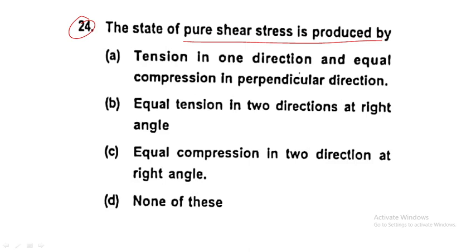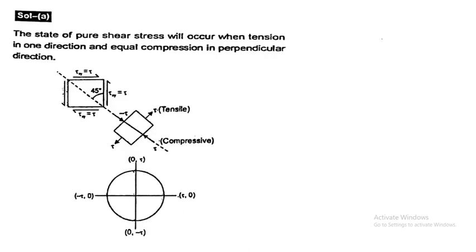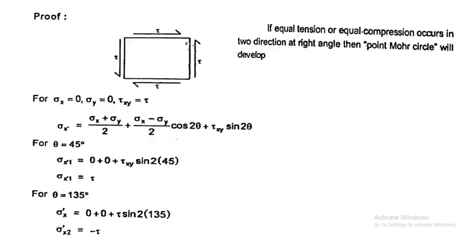A state of pure shear stress will occur when there is tension in one direction and equal compression in the perpendicular direction. You can see in the sketch. So this is the element, right? This one is tensile and this one is compression, because you can see the symbols. So in tensile and compression conditions, with equal compression in the perpendicular direction, they will be equal in both directions.